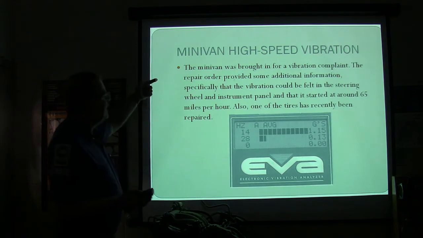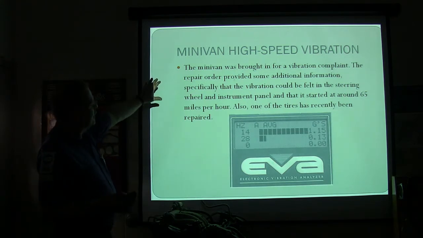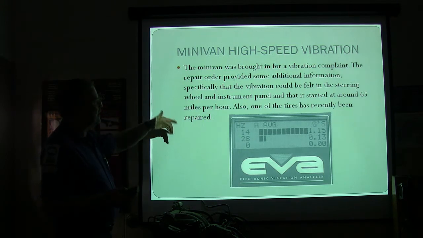So basically, we got a minivan brought in for a vibration complaint. The repair order provided some additional information. The vibration could be felt in the steering wheel and the instrument panel. It started around 65 miles an hour.